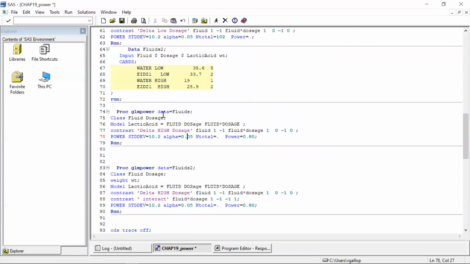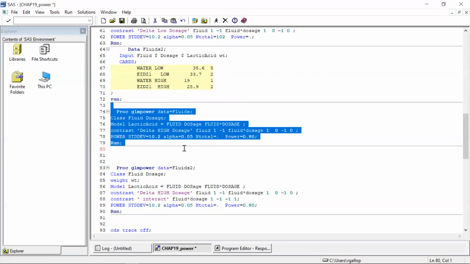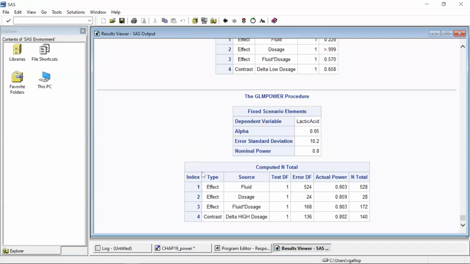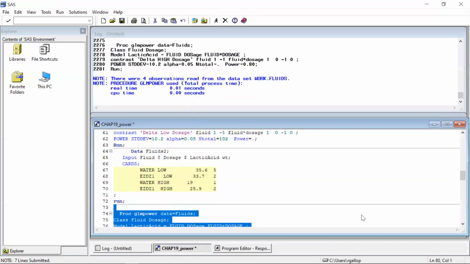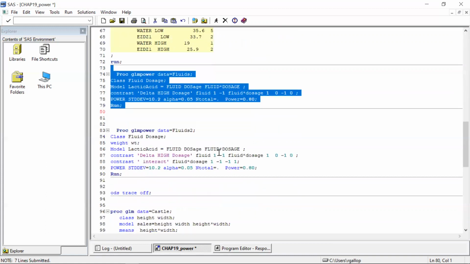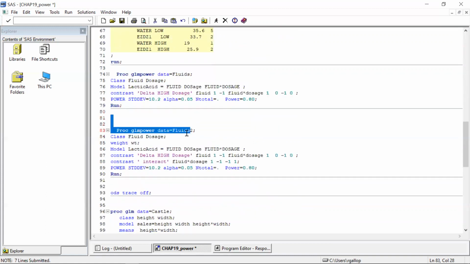When I go here, this is the original data for 80% power. So pay attention to the total sample size. We saw this already: it was 172 for the interaction, 140 for the contrast. So now when I go with these weights, the big thing here is line 85 tells PROC GLMPOWER that my cells come with different weights. So I'm including those weights into the mix.